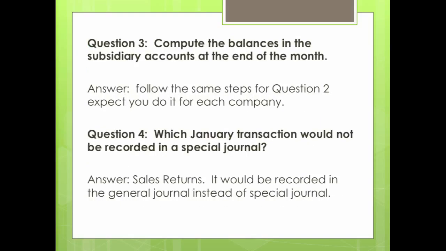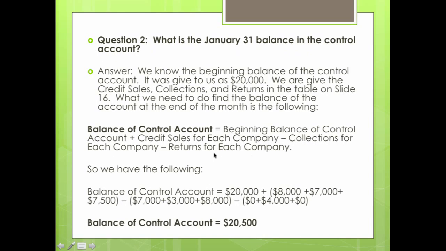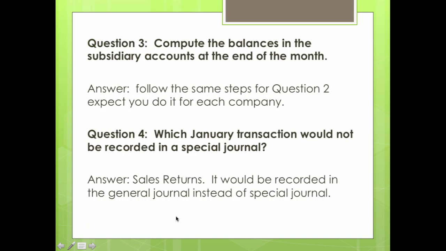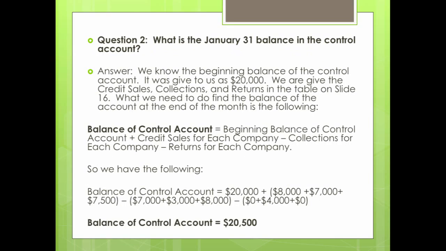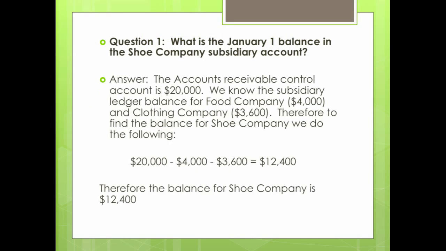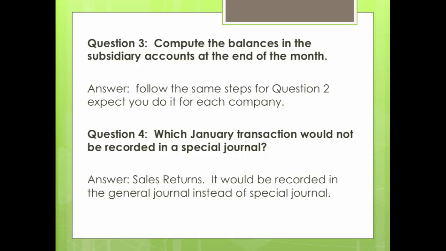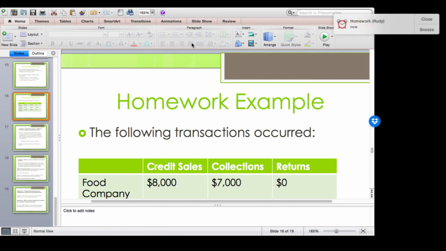And the last part will be to compute the balances in the subsidiary accounts at the end of the month. You will do that by following the same steps as in question 2, except you do it for each company. We did it for all three companies here; now you're going to do the same thing for each company separately. Okay? And the last question is, which January transaction would not be recorded in the special journal? The answer here is sales returns. Okay? Sales returns will be recorded in the general journal instead. And that's it for your chapter 7.